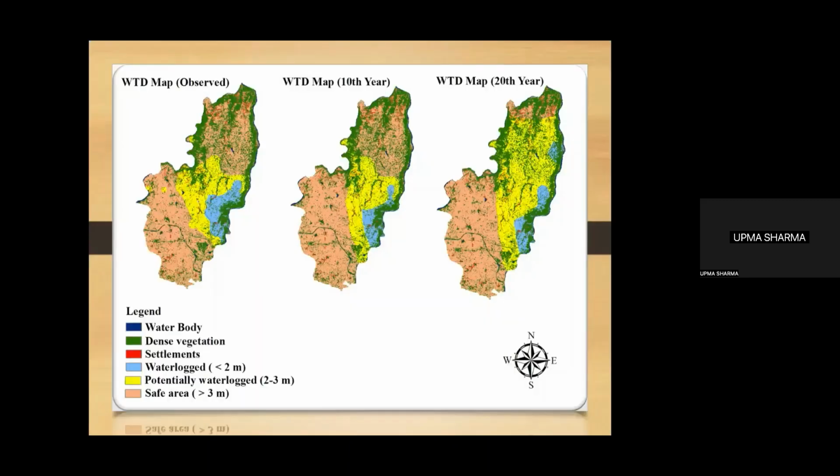Now these are the water table depth maps. You can see a lot of safe area, then the potentially waterlogged area, and then the waterlogged area. The area with depth below 2 meter is under waterlogged conditions, 2 to 3 it is potentially waterlogged, and above 3 meter it is safe.